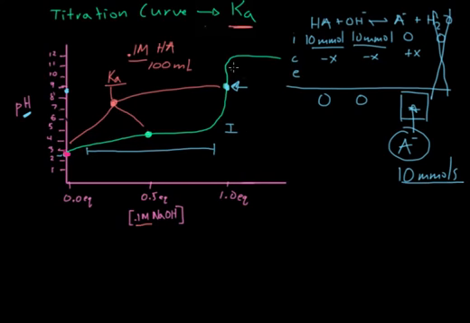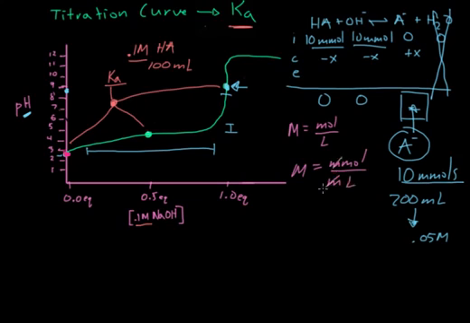And since at this point right here we've added 100 milliliters of NaOH, our final volume is going to be 200 milliliters, meaning our A minus concentration is going to be 0.05 molar. Just a quick reminder, molarity equals moles per liter. So molarity can equal millimoles per milliliter. Millis will cancel out.